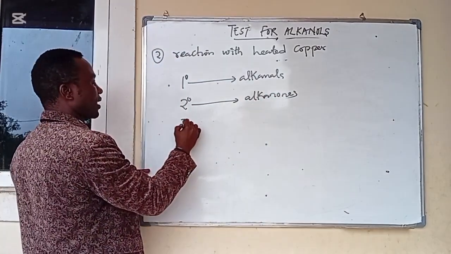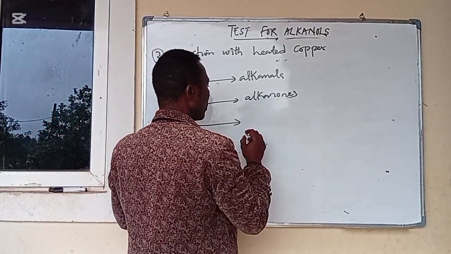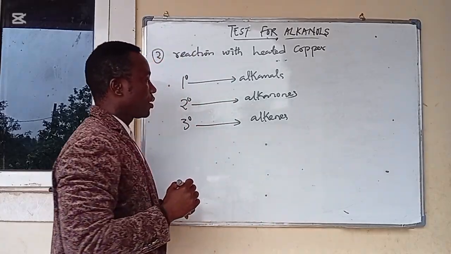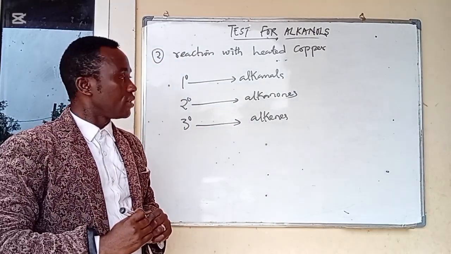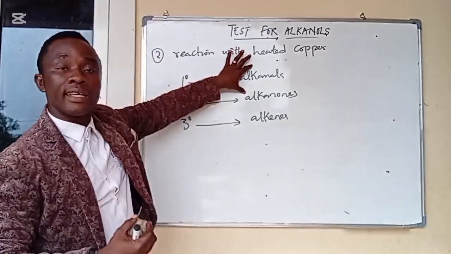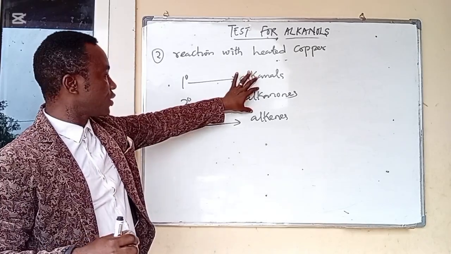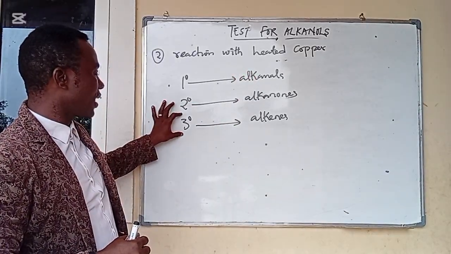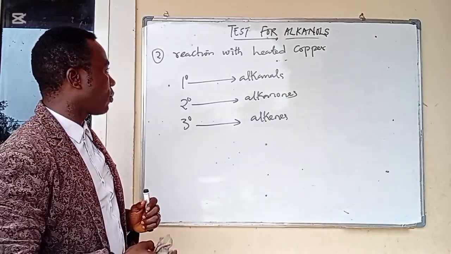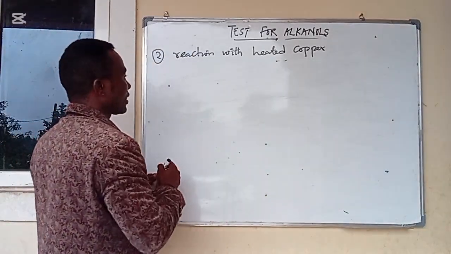But when tertiary alkanols react with heated copper, alkenes are produced. So you can see primary alkanols will give alkanals with heated copper. Secondary alkanols will give alkanones with heated copper, while tertiary alkanols will give alkenes with heated copper. Now we can take the chemical reaction for that.